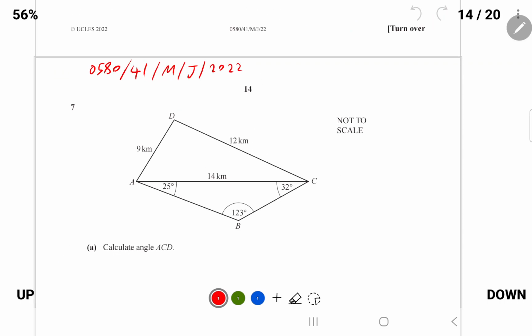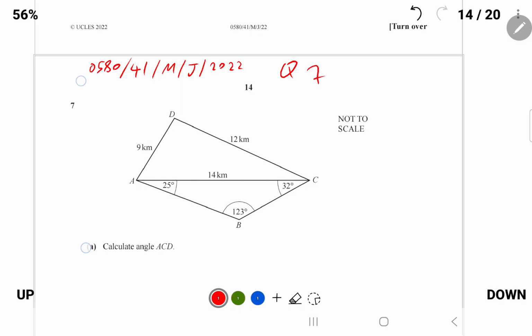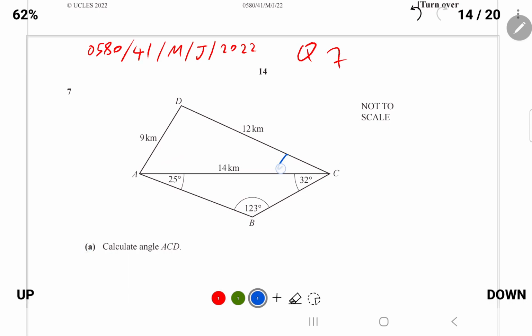In this video I'm gonna solve this question from May-June 2022 version 41, question number 7. So let's directly start solving. Calculate angle ACD. So angle ACD means this angle here. So you have to calculate this angle C.